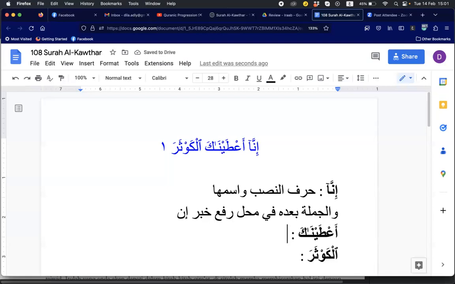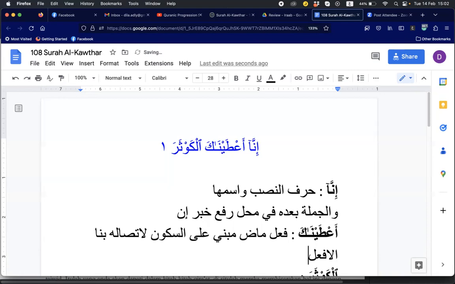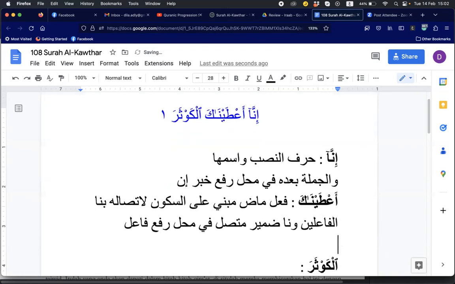Okay, Sister Zarina. This will be a fi'il madi, mabni on sukun, because it is connected to the na of the fa'il. The na will be the fa'il, a damir muttasil, fi mahalli raf' fa'il.